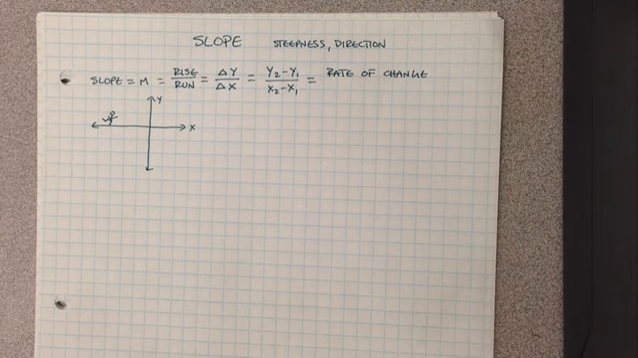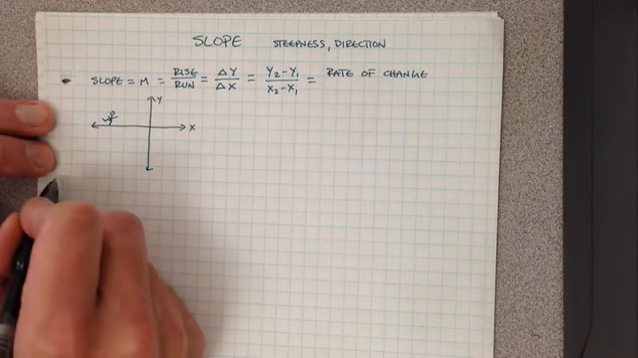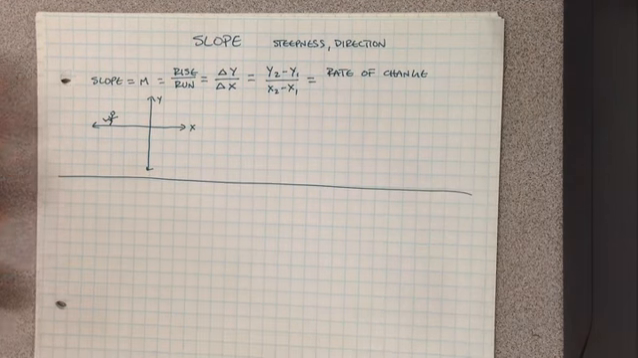Miles per hour, meters per second, dollars per day. You see those rates of change where they're really comparing two different units. Most of the time that will be your slope right there. So we can take a look at this in action here.